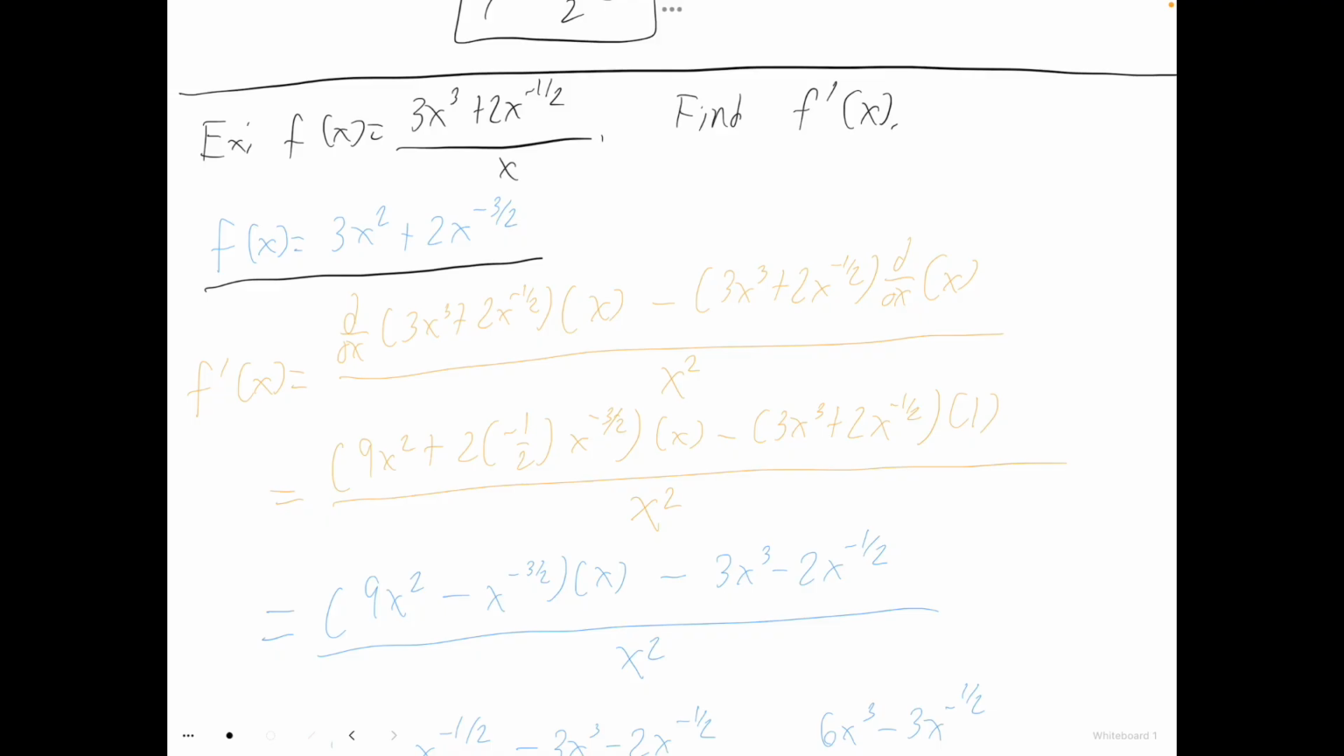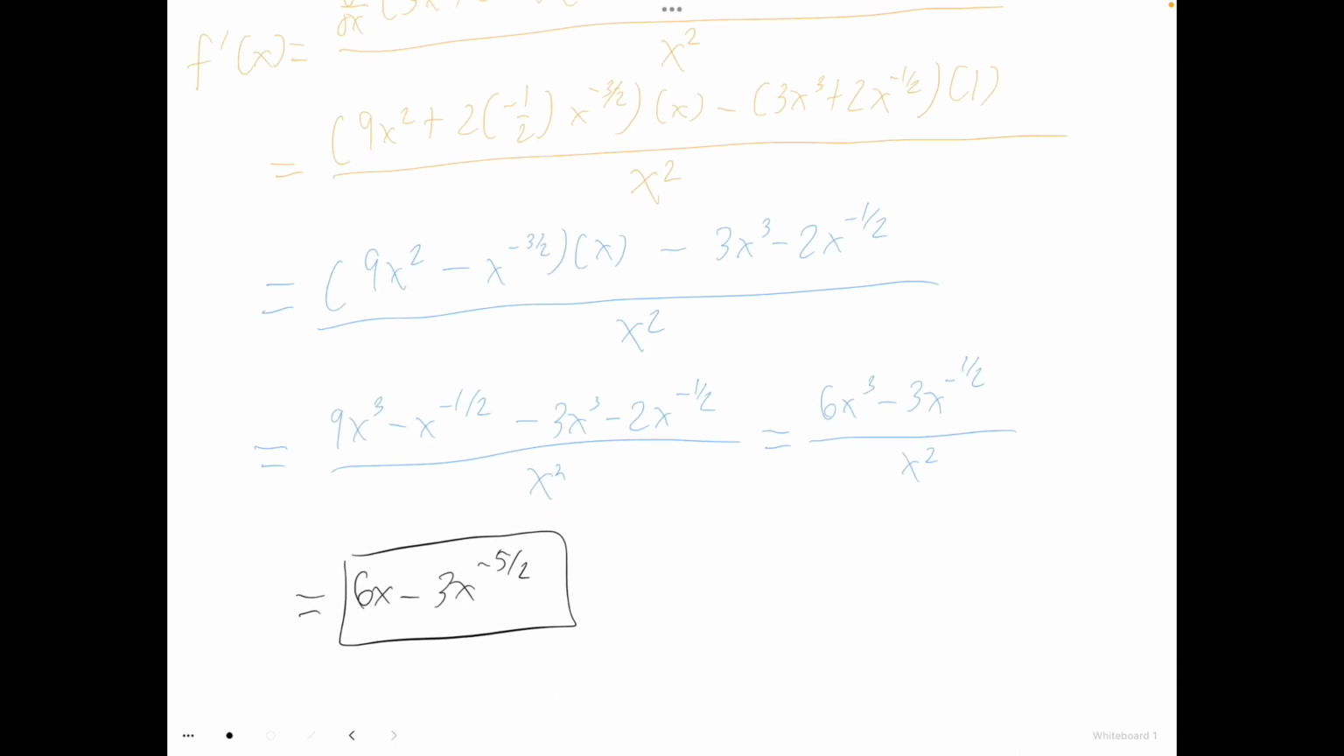And so the point of this is that there sometimes is an easier way than going straight to the quotient rule. But we could use the quotient rule, and we got this derivative.